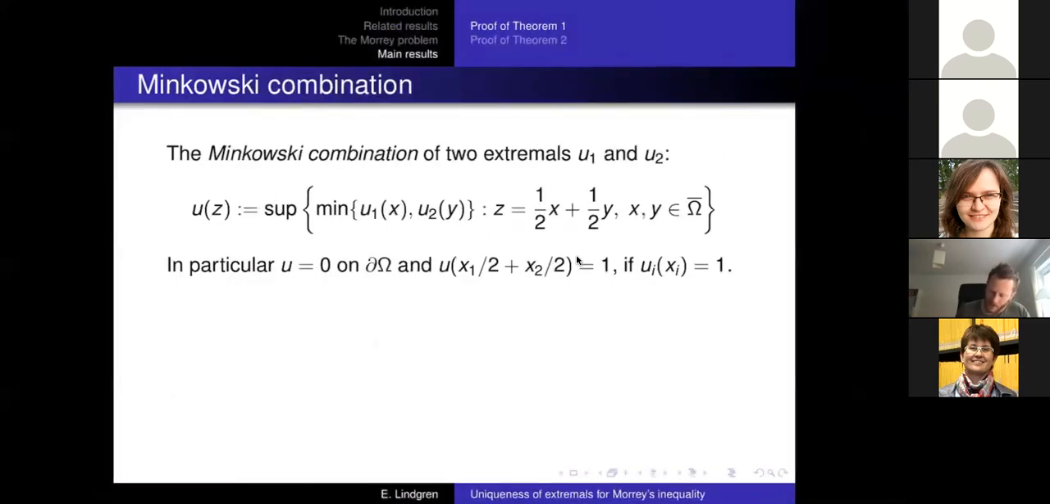Okay, and maybe the most confusing part of this talk, or maybe there are other confusing parts, is this third thing I would like to mention: the Minkowski combination of two functions. So if you have two extremals, U1 and U2, and you know that they have convex superlevel sets, then there's a way of defining another function, which is called the Minkowski combination. The formula is a little bit confusing. You have to think for a while to see what happens. But there are some important properties of this: you construct a new function.